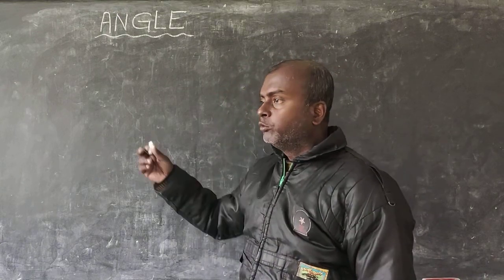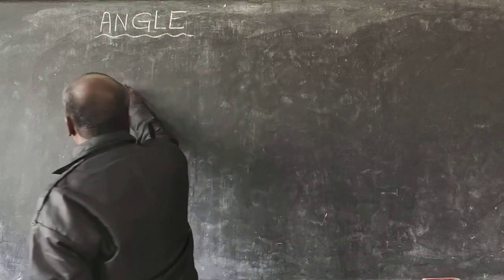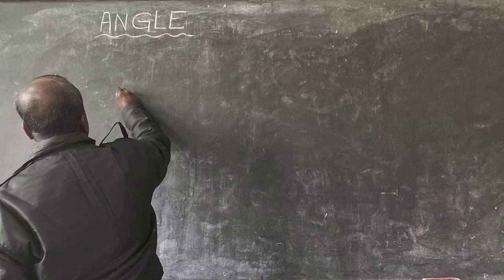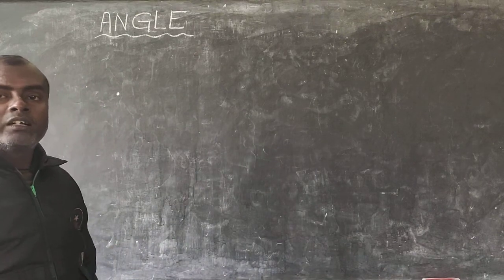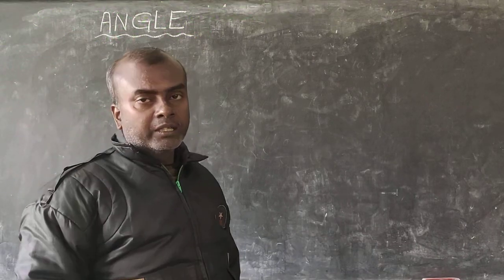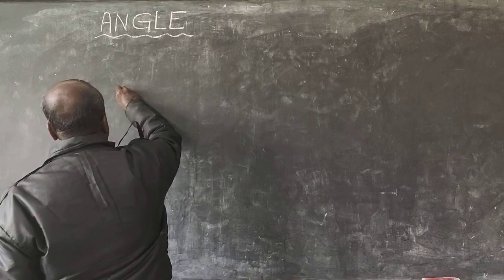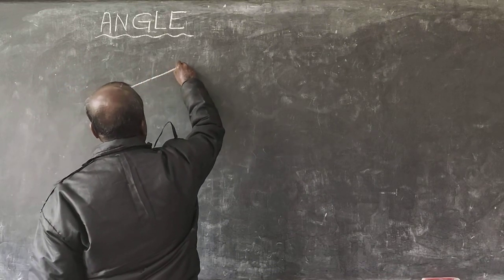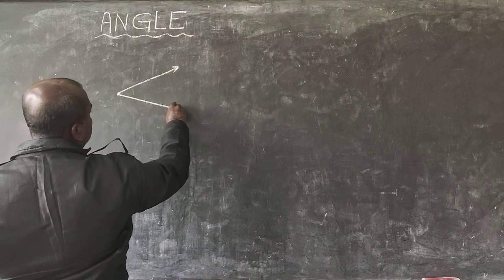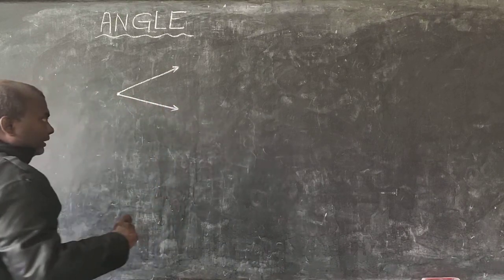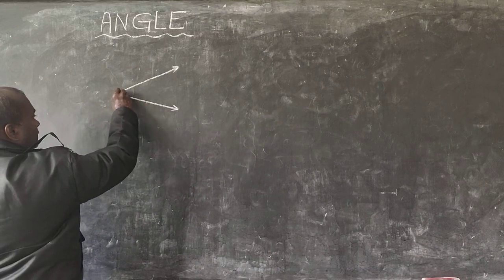Now for angle you need to know that we have two rays. Okay, in angle there are two rays. What is ray? A ray has a starting point and no ending point. So we will have to draw here. This is one ray. This is another ray. Now notice one thing, both these rays have the same starting point.